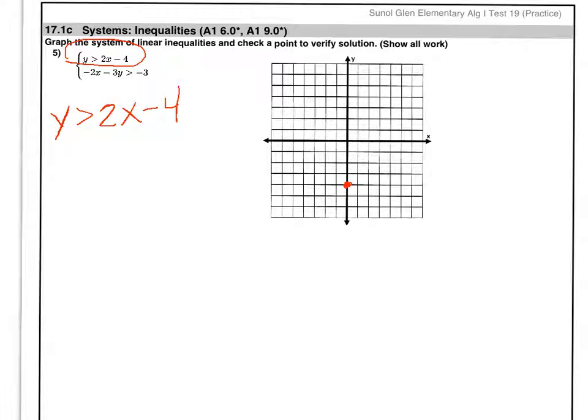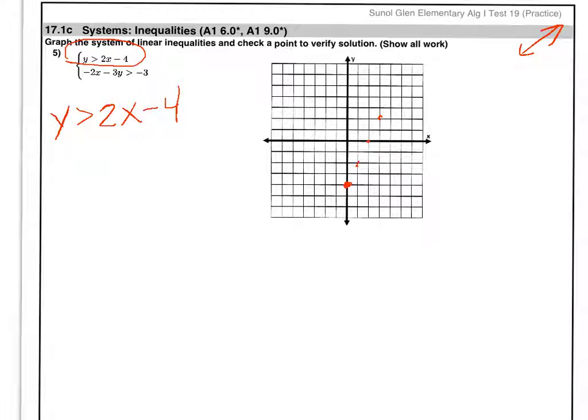Okay, and his slope is 2 over 1. It's positive. Positive slopes go up and to the right. So I want to make sure that I count up 2 and run 1 in a positive direction. Up 2, over 1. Up 2, over 1.